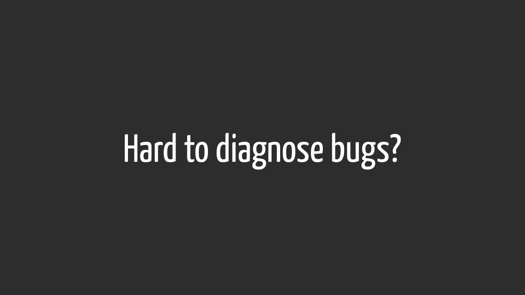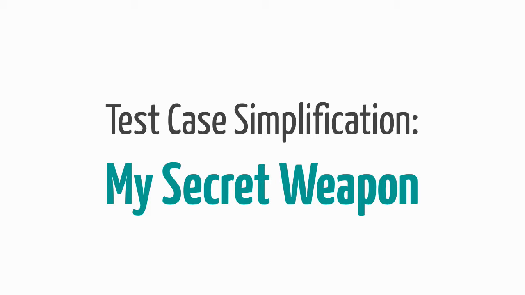Sometimes you'll encounter a bug that's really hard to diagnose. The error message was not helpful or non-existent, but the behavior is decidedly wrong, and you have no idea where to look next. This is the kind of situation where I would turn to test case simplification, the technique that I'm going to show you in this lesson.